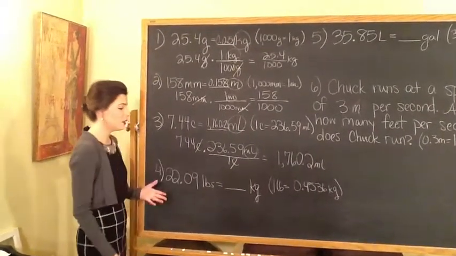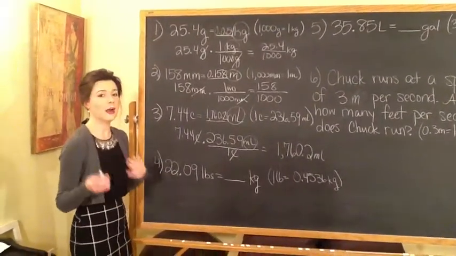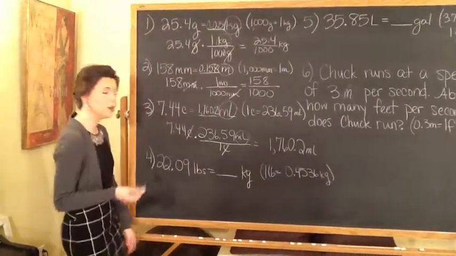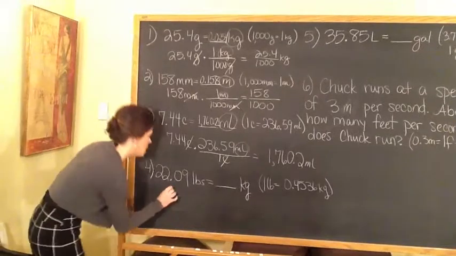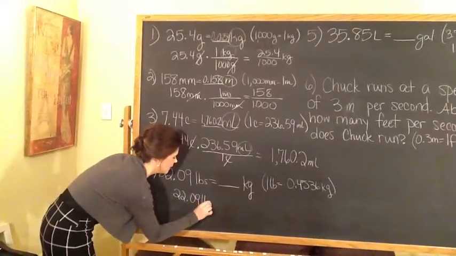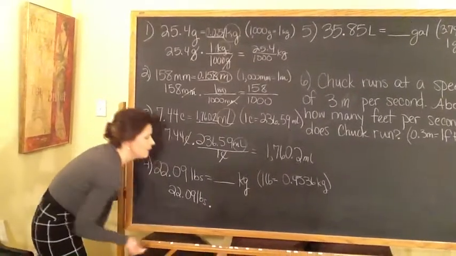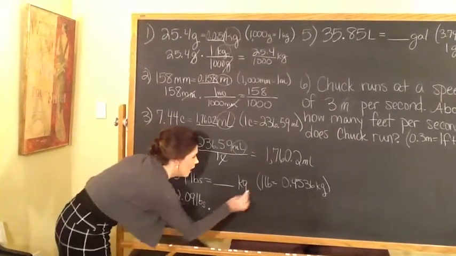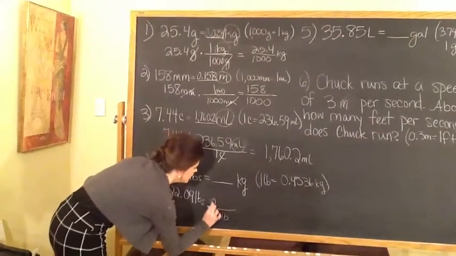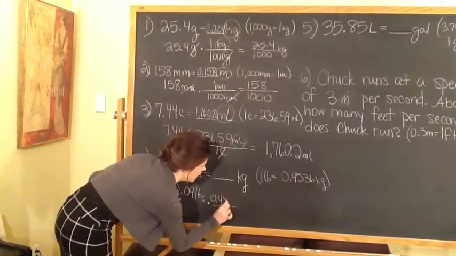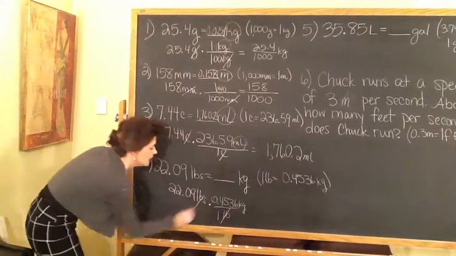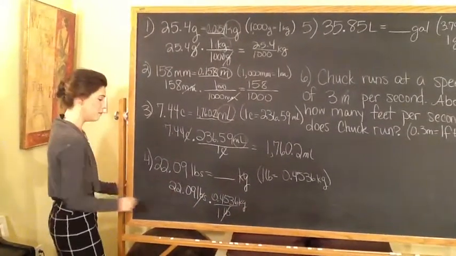So I first have to figure out how many pounds are in a kilogram or how many kilograms are in a pound, and write that on the side. And I'm going to go ahead and write the correct ratio. So if I have 22.09 pounds, and we're going to multiply by the ratio, we have 1 pound in my denominator and 0.4536 kilograms. So my pounds are going to cancel out, and I'm just going to multiply across.